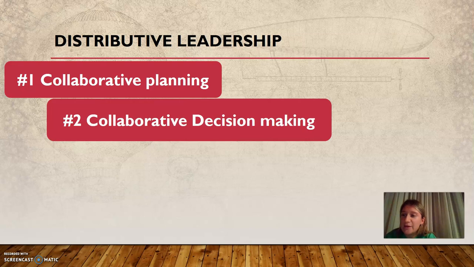And another important characteristic is shared decision making. In distributive leadership, decision making is shared among a team of leaders rather than being centralized in the hands of one individual. The process involves bringing together a group of individuals with different areas of expertise and perspectives to work together to make decisions that affect the school community.